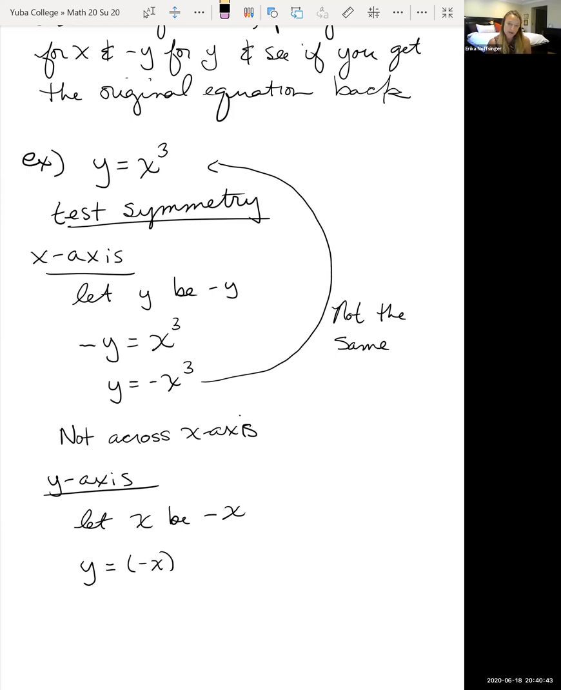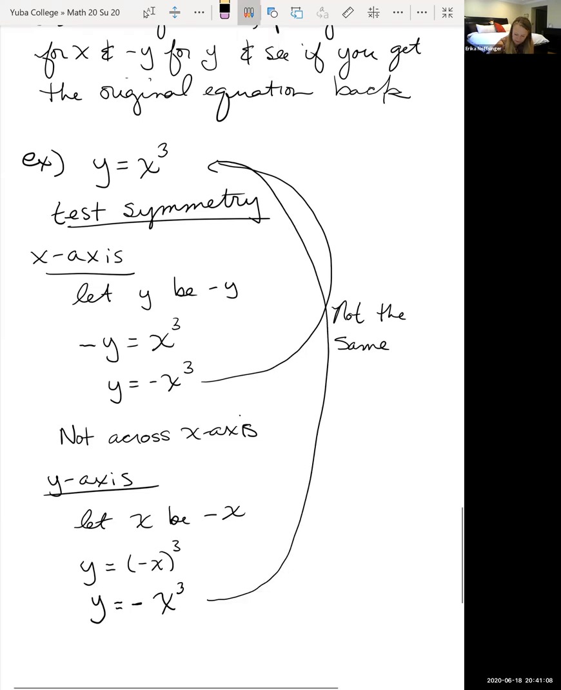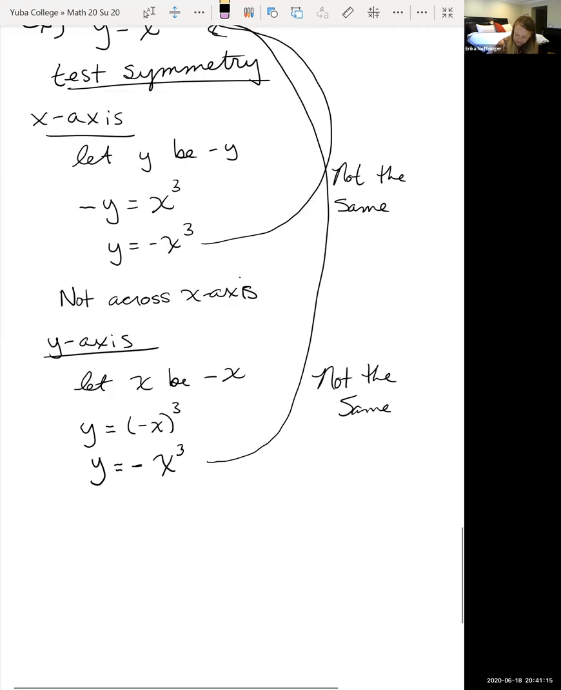Well, if we cube negative x times negative x times negative x, this is equivalent to negative x cubed. So notice that if I looked at this and compare it to my original equation, again, it's not the same. So this is not symmetrical across the y-axis.